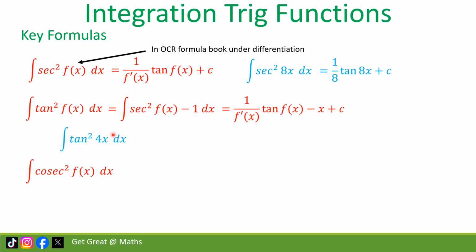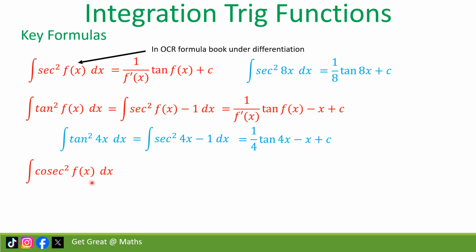So an example of this is tan squared of 4x dx. So the integral of tan squared is going to be the integral of sec squared 4x take away 1. Then I can integrate the sec squared of 4x to give me 1 over 4 tan of 4x. Then the integral of take away 1 is take away x plus your c.